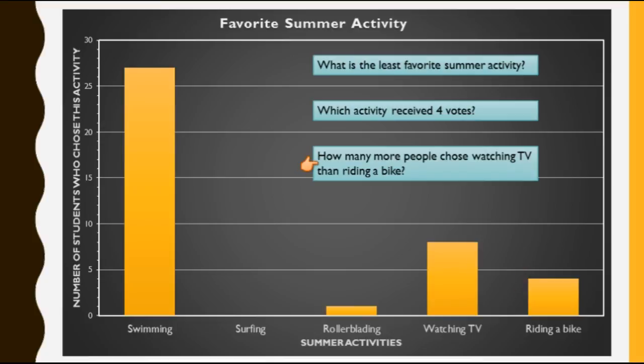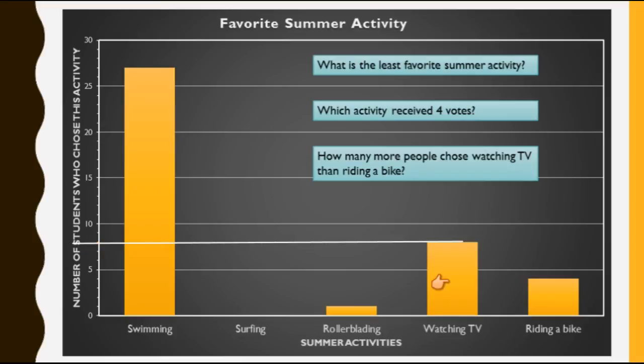How many more people chose watching TV than riding a bike? Well, let's take a look. Watching TV. Okay, so this is kind of far away from these numbers. You can try to eyeball it, but what would be a really good idea is to grab some kind of straight edge, maybe a piece of paper, a ruler, or in this case I can draw a line, a straight edge, and then I can clearly see, okay, that is 5, 6, 7, 8. 8 people chose watching TV.